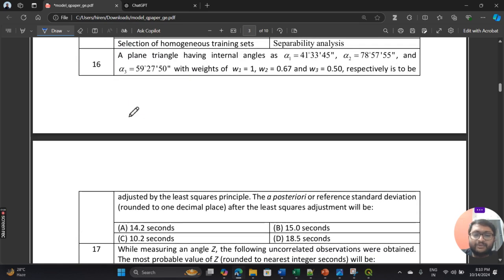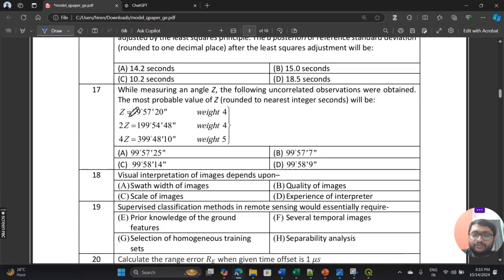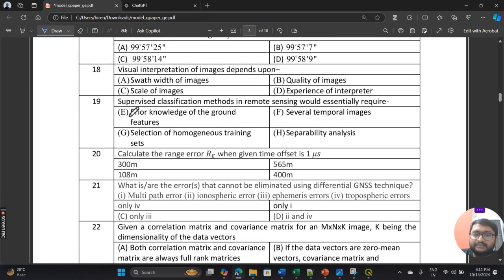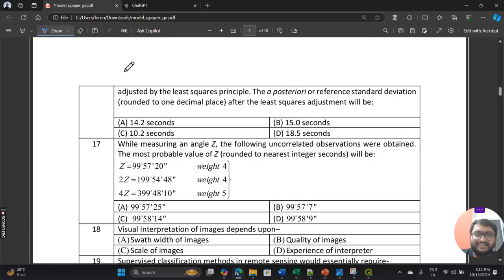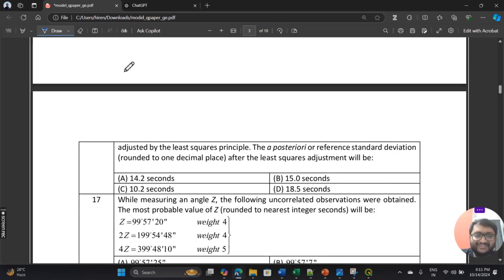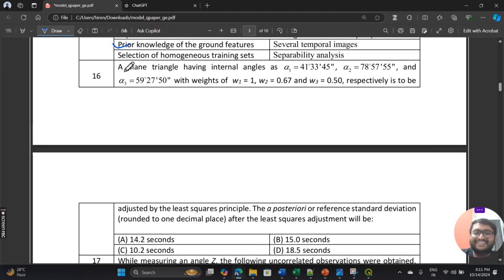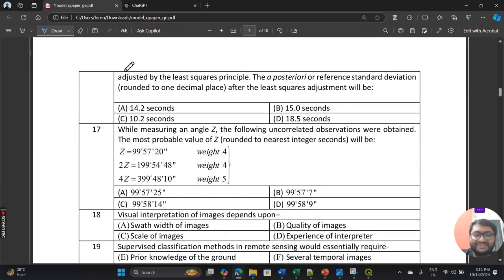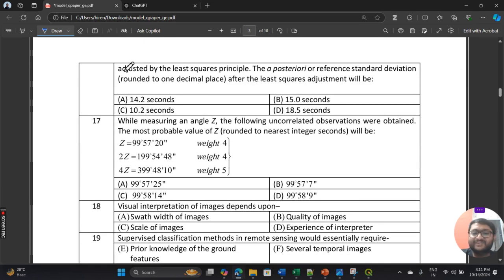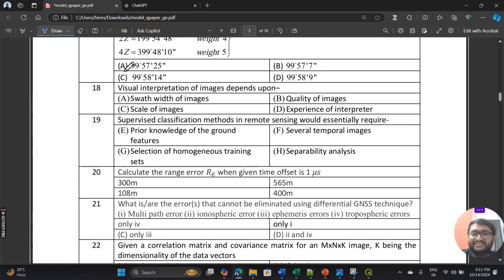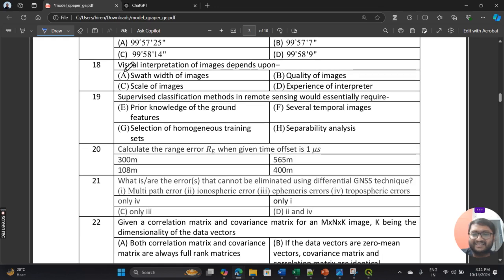Then there are a few questions from the survey part, so we will not go into that. Then the next ones are looking quite tough, I think. But if you know the concepts, you can go through, like we can solve it. But it is out of the concept of this course, so we'll not go into that right now. I'm thinking that I should go with the photogrammetry and remote sensing one.